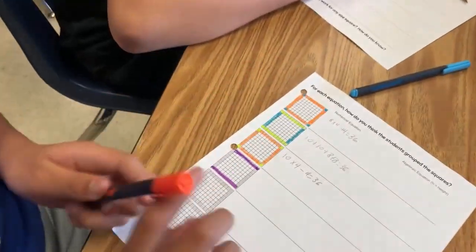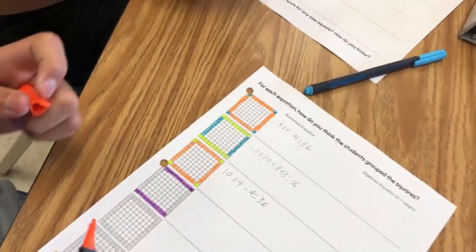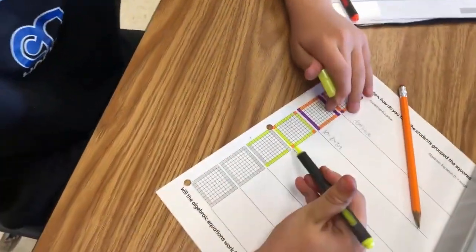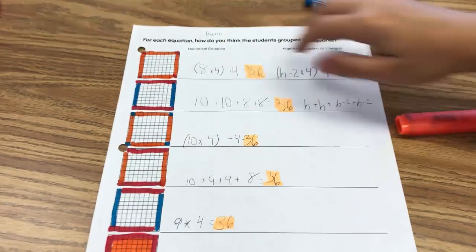After students have had plenty of time to discuss how to represent different ways of counting the 36 squares with arithmetic expressions, it's time to algebraify them. We'll let the variable h represent the height of the square grid, and push students to transform their arithmetic expressions into algebraic expressions.